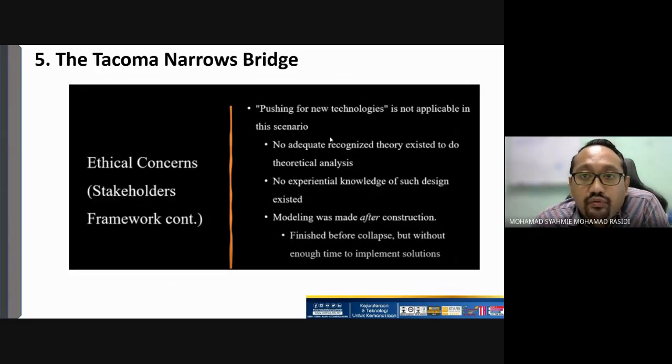Okay, pushing for new technologies is not applicable in this scenario, because the new technologies relate to safety issues. No adequate recognized theory existed to do theoretical analysis, and no experimental knowledge of such a design existed. The modeling was made after construction, and therefore the modeling is required to be made before the construction, but it was finished only before the collapse, without enough time to implement the solutions.